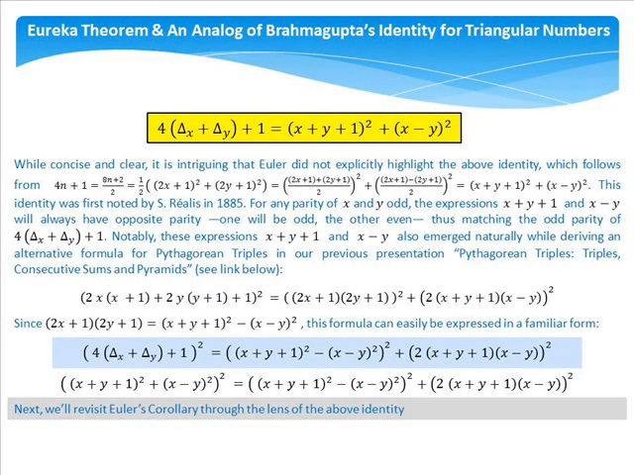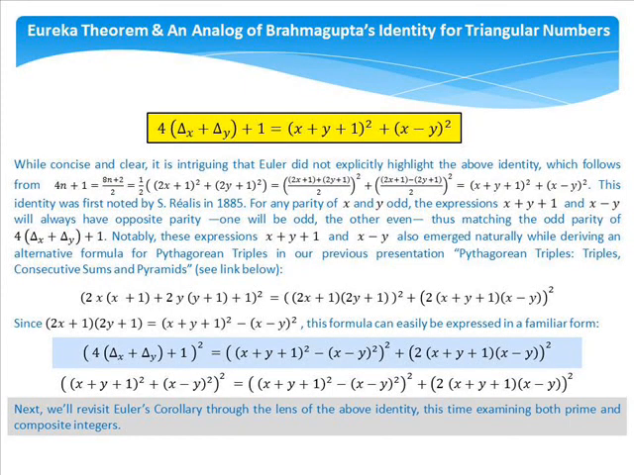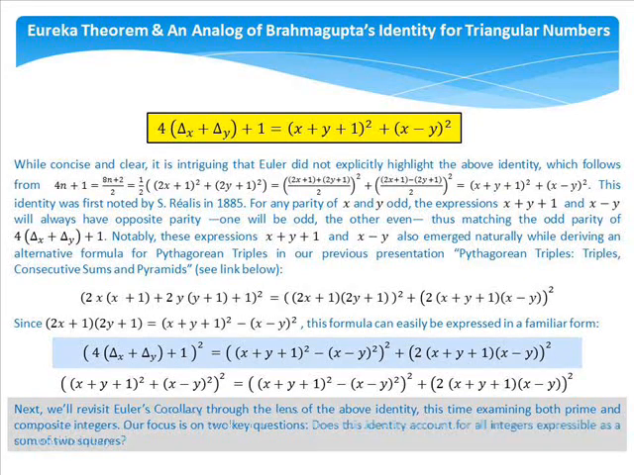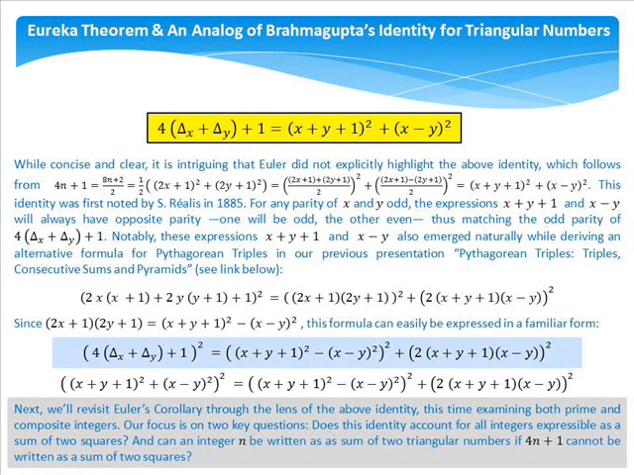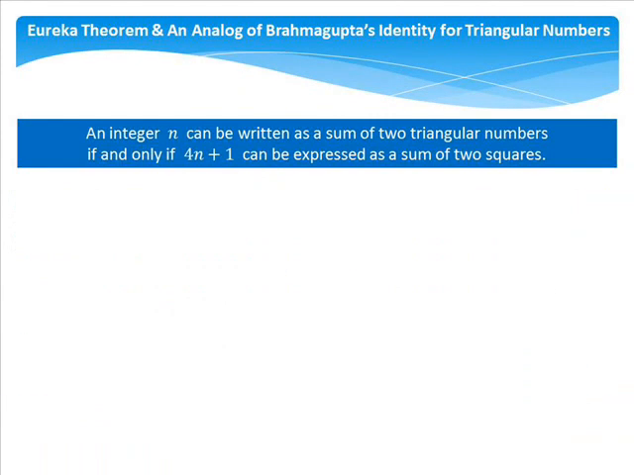Next, we'll revisit Euler's corollary through the lens of the above identity, this time examining both prime and composite integers. Our focus is on two key questions. Does this identity account for all integers expressible as a sum of two squares? And can an integer n be written as a sum of two triangular numbers if 4n plus 1 cannot be written as a sum of two squares?